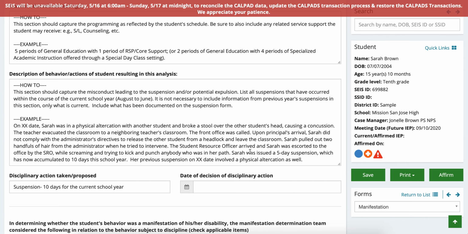So we provided what happened this time, what happened previously, and how many days total right here, disciplinary action. Proposed suspension 10 days for the current school year. And we want to write here the date of when the student's most recent suspension is, okay?